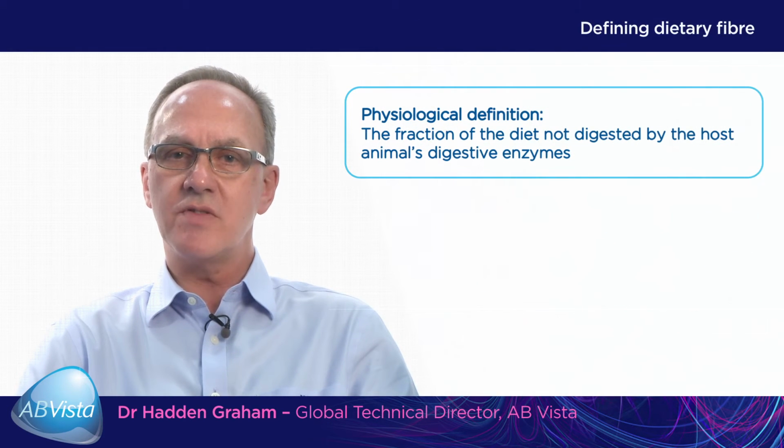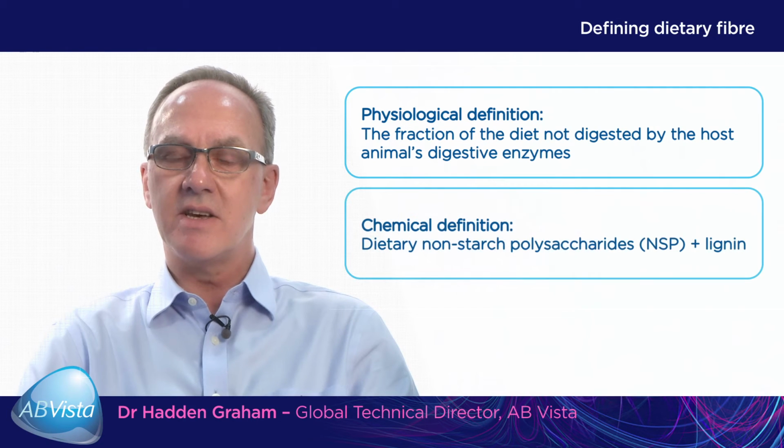If we look at the definition of dietary fibre, there is a classical physiological definition that dietary fibre is the part of the diet which is not broken down by the animal's digestive enzymes. That is a very good, very clear definition, but unfortunately, if you're an analyst, it doesn't allow you to analyse dietary fibre. So what we have then is a chemical definition. The chemical definition says that dietary fibre is the sum of the non-starch polysaccharides plus lignin. And in effect, these 2 definitions quite often come up with the same answer.